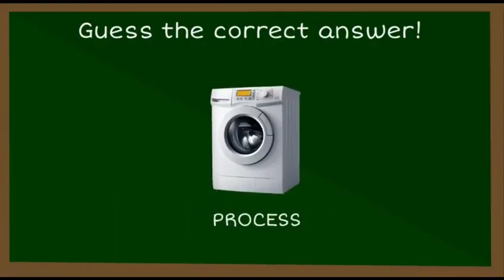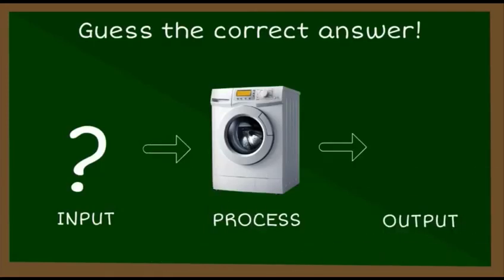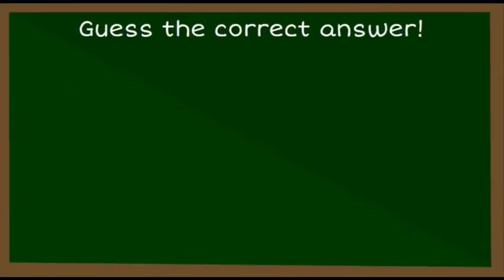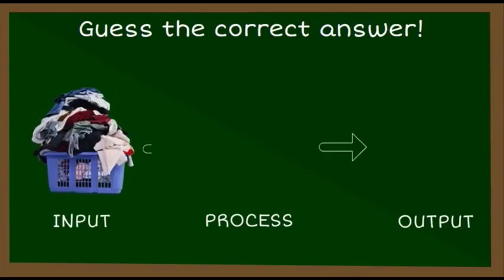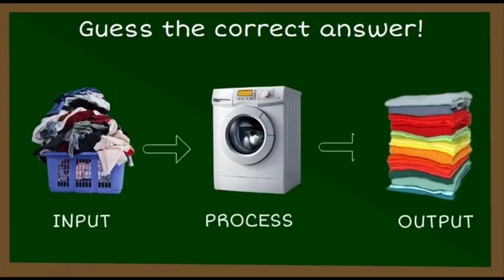Now one more example. You have a processor, that is washing machine. Now you have to tell me what's the input and output. Kids, try to think the answer. Yes, very good. So, dirty clothes is input and we put those dirty clothes in washing machine, that gives us the output, that is washed clothes.